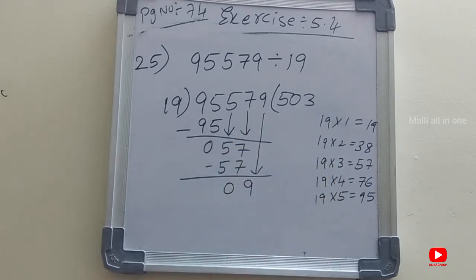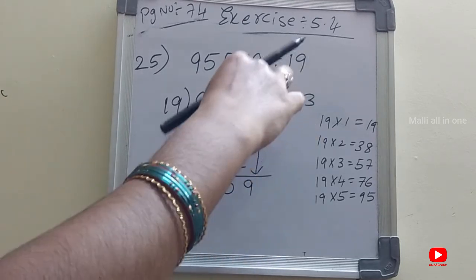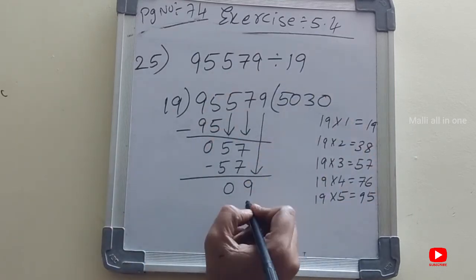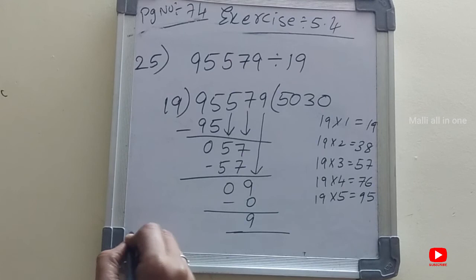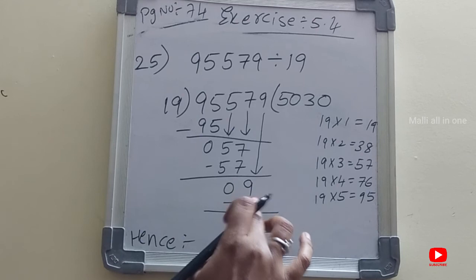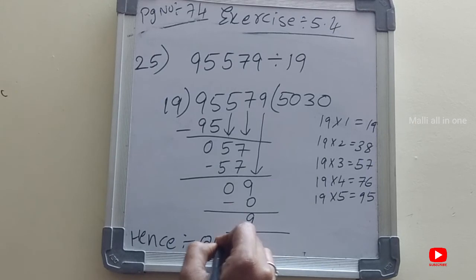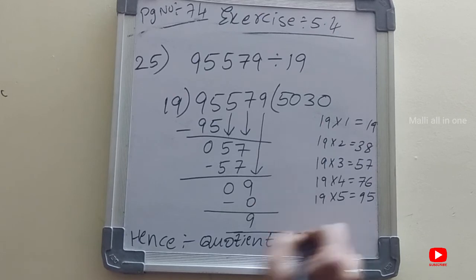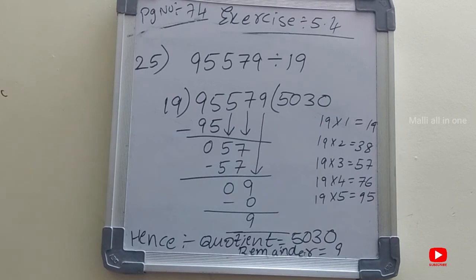So what I said: when it comes down directly, this is not a remainder, I said. Here, coming directly means that is not a remainder. You have to write one more 0 here, and 19 zeros are 0. So 9 here will come. That is the remainder. Hence, coming directly is not a remainder. We have to multiply with 0. 19 zeros are 0. 9 will come like that. Then we have to write the remainder. Quotient is 5030. Remainder is 9. Understand children?